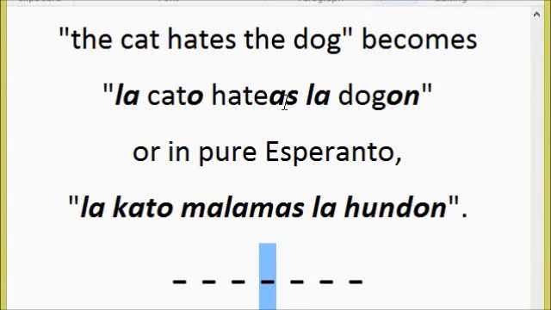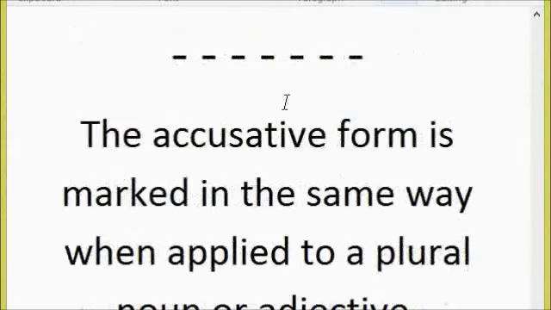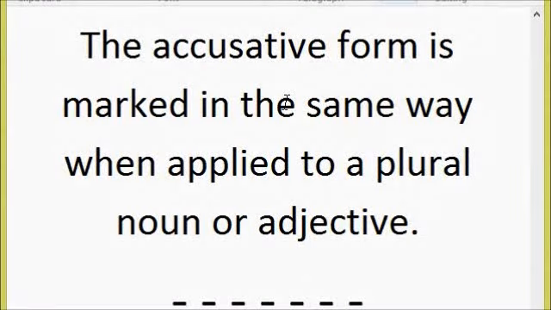Notice malamas is used for hate, as mal is a prefix meaning the opposite of. Amo is love in Esperanto. Amas is loves, as in the present tense, loving. Malamas is hates. In this case, la kato malamas la hundon. That prefix mal can be used to change basically any word in Esperanto into its opposite in some sense.